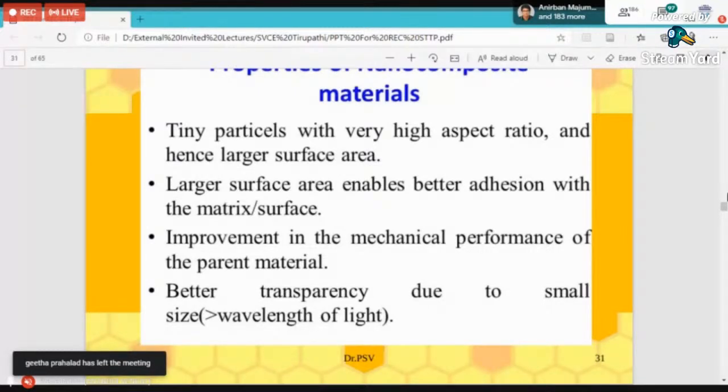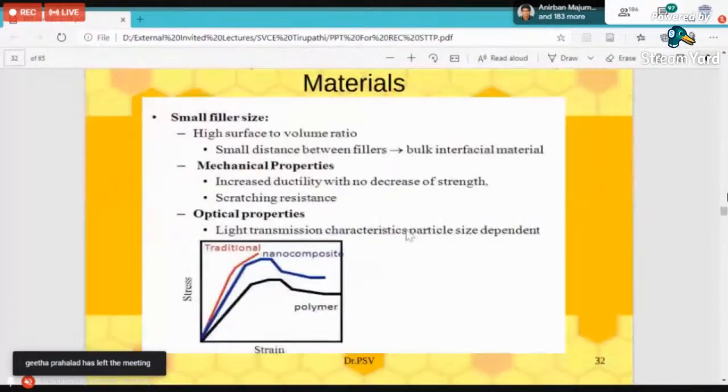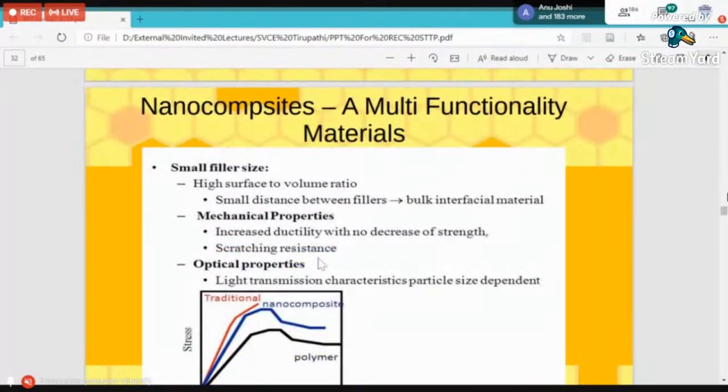Now come to the next slide here. Now you can see the nanocomposites are multifunctional materials, having multifunctionality. How? The materials are likely to have multifunctionality. You can call them a technological property of the material. Now you can have a smaller filler size and still a high surface to volume ratio. So surface must be taken care of. When you are talking about nanoparticles, surface area is one of the parameters you have to look into.